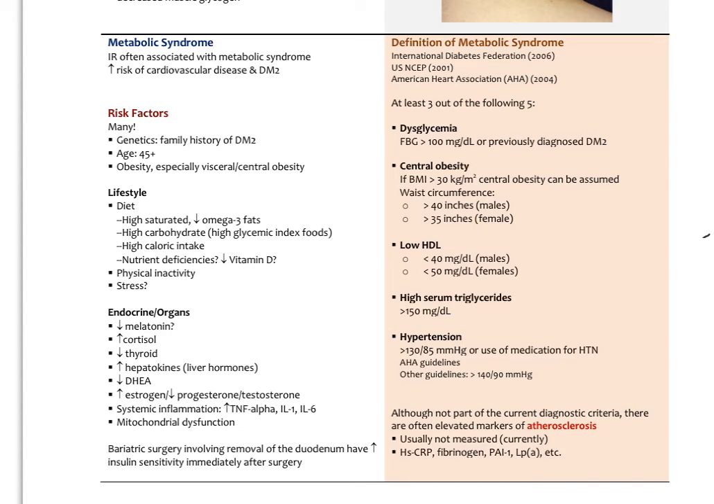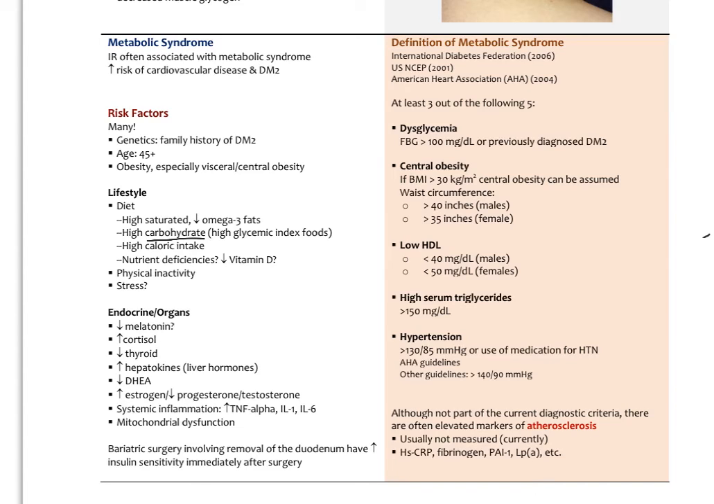Age over 45, so the risk increases with age, and then obesity, especially visceral and central obesity. Those are not always modifiable risk factors, especially the age and genetics, but we do know that lifestyle plays a big role into this, so having high saturated fats and decreased omega-3 fats, especially in the context of a high carbohydrate, especially high glycemic index food diet.